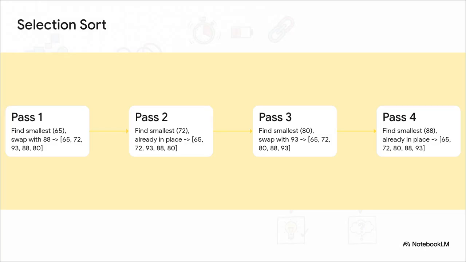And you can see that process right here. On the first pass, it scans everything, finds 65, and swaps it into the first position. On the next pass, it finds the next smallest, 72, and puts it in place. It just keeps doing this, step by step. Now, the key thing to notice here is its predictability. It's consistent, sure, but its one true advantage is that it makes very few swaps. And that can be a huge deal when writing data to memory is an expensive operation.